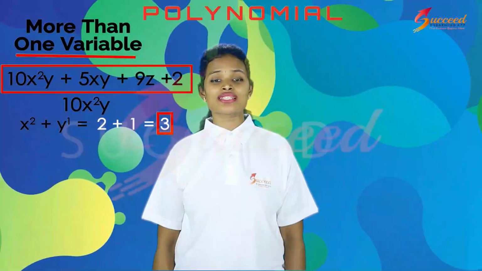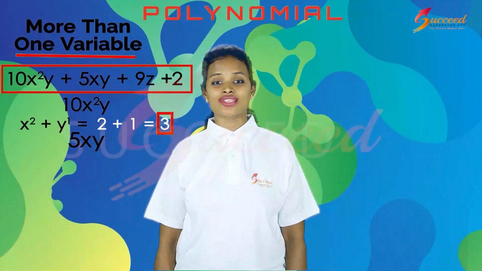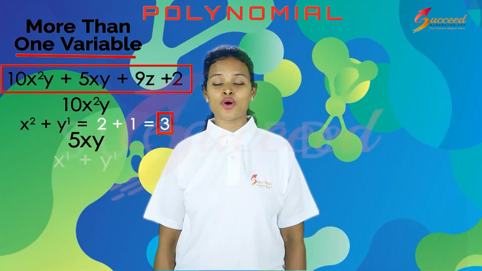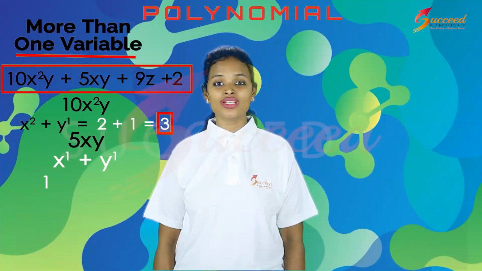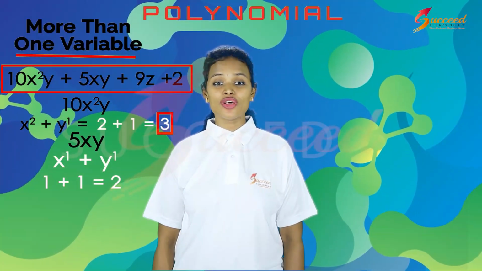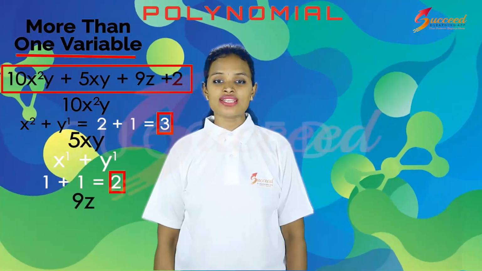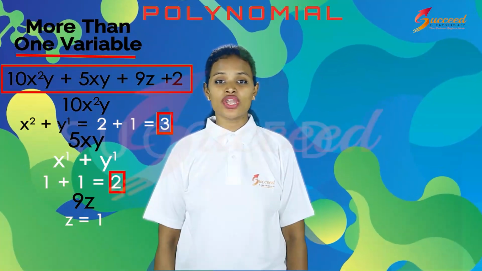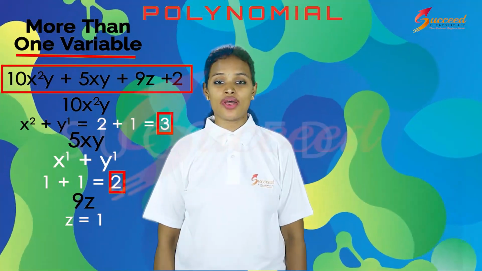Now, we come to the second term, 5xy. Here also there are two variables, x and y. The exponent of x is 1 and the exponent of y is 1. On adding the exponents of x and y, we get 1 plus 1 equals 2. Therefore, the exponent of xy is 2. In the third term 9z, we have only one variable z and the exponent of that variable is 1. So, the exponent of this term is 1.